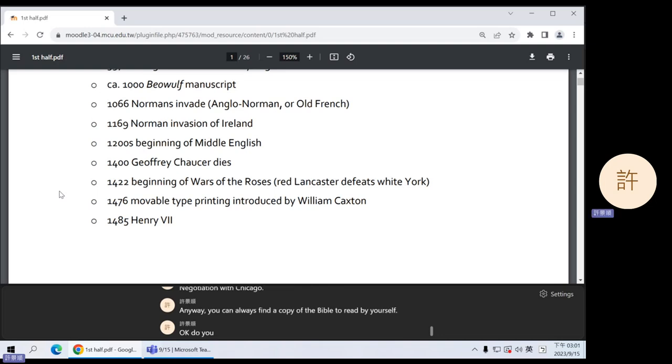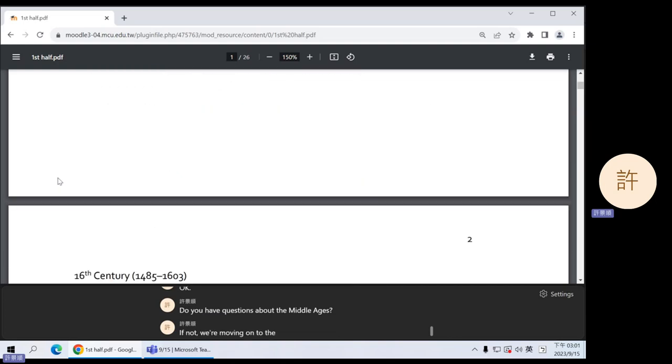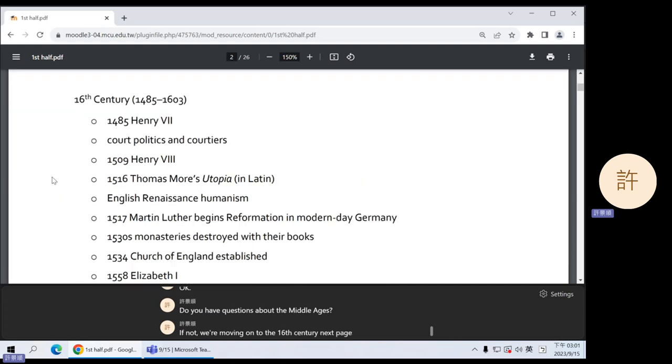Okay, do you have questions about the Middle Ages? If not, we're moving on to the 16th century. Next page. This goes from 1485 to 1603. Begins with the reign of Henry the VIII.